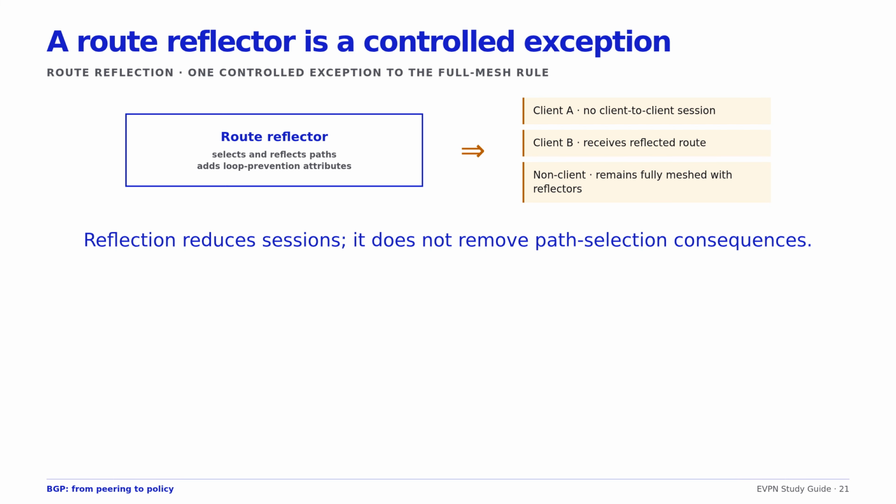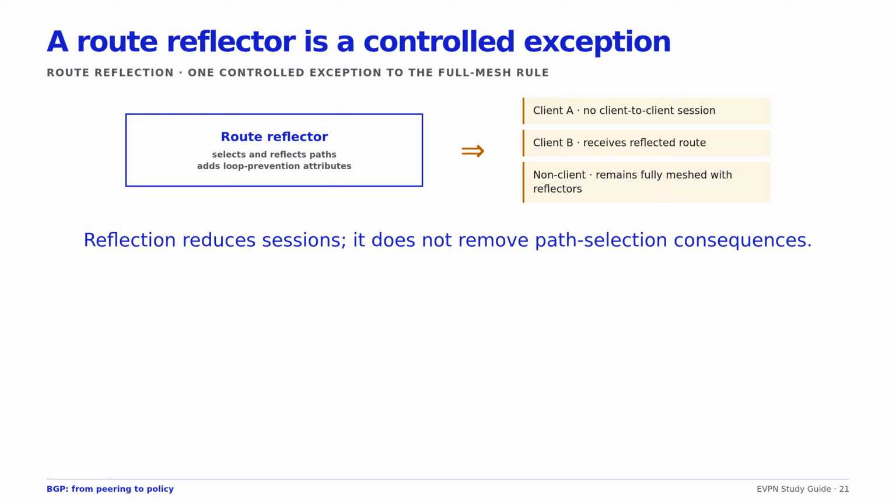A route reflector allows selected iBGP routes to be advertised beyond the base iBGP re-advertisement rule. Clients do not need sessions to every other client. They peer with one or more reflectors. A reflector may advertise a route learned from a client to other clients and to non-clients. A route learned from a non-client may be reflected to clients, while non-clients retain ordinary full mesh expectations among themselves. Originator ID and cluster list help prevent reflection loops.